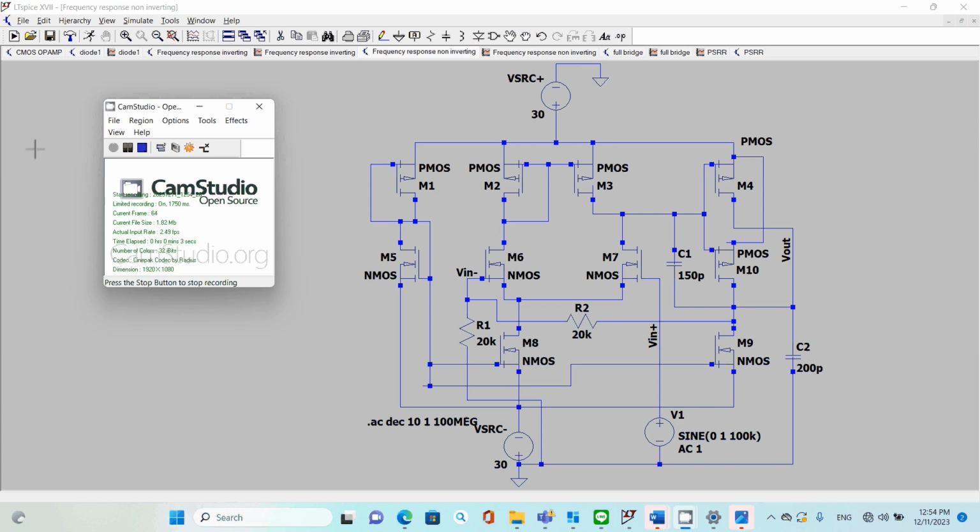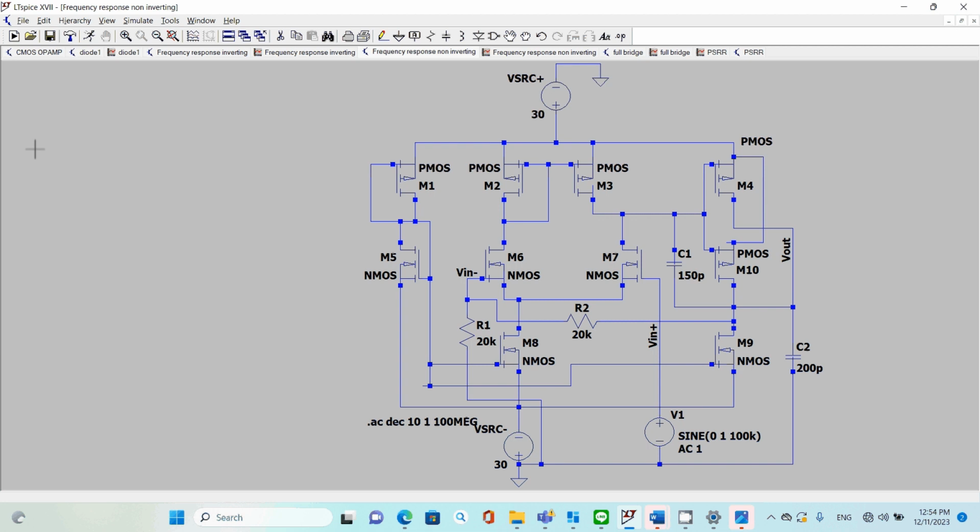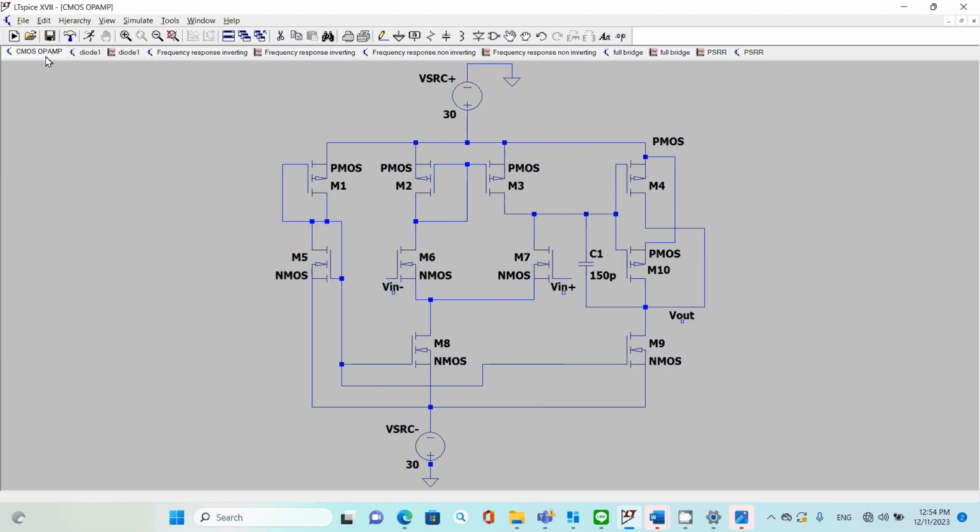Hey everybody, today we will do our lab EL325 CMOS op amp for junior students in electronics. Well, let's review a little bit.